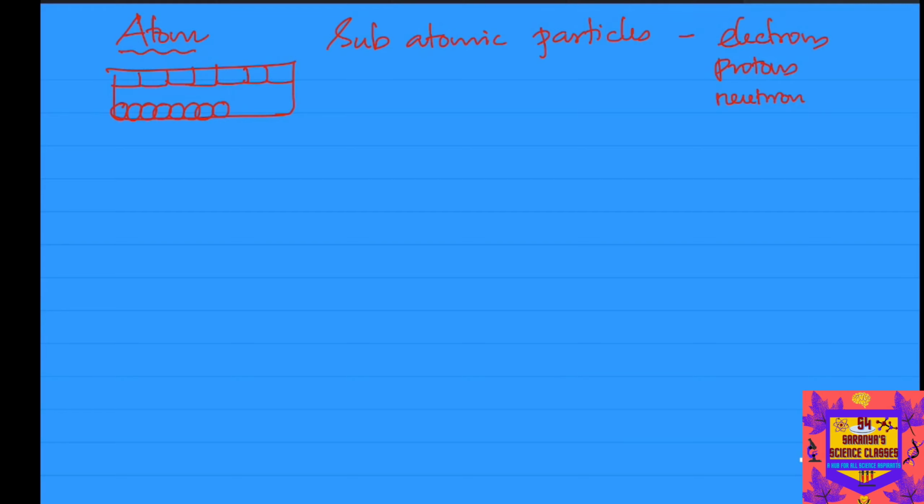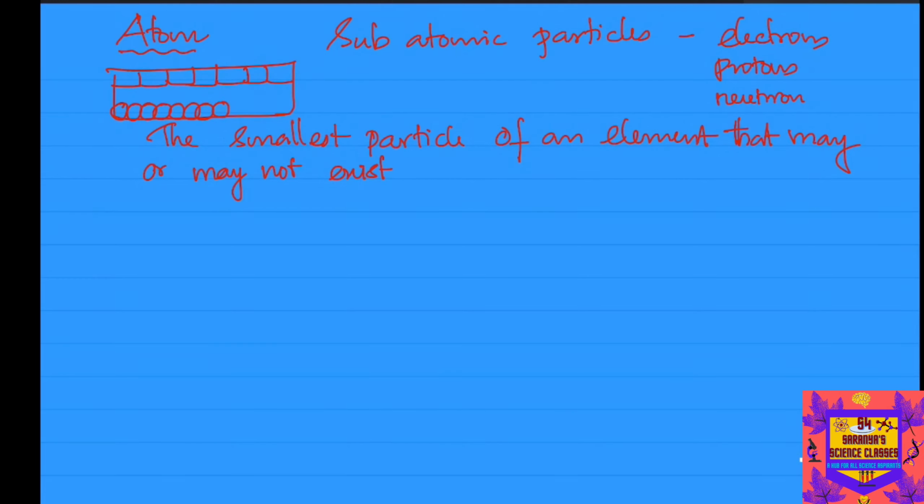So an atom is the smallest particle of an element that may or may not exist independently and retains all its chemical properties, right. So they can exist independently, or sometimes they cannot exist independently, but it will have all the chemical properties of that substance. So simply, an atom is the smallest particle of an element that may or may not exist independently and retains all its chemical properties. So that's called an atom.